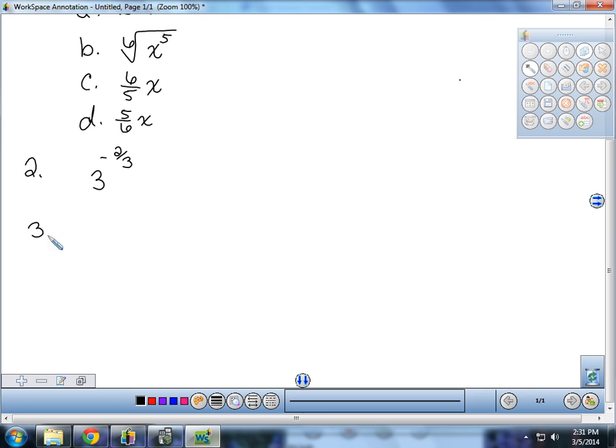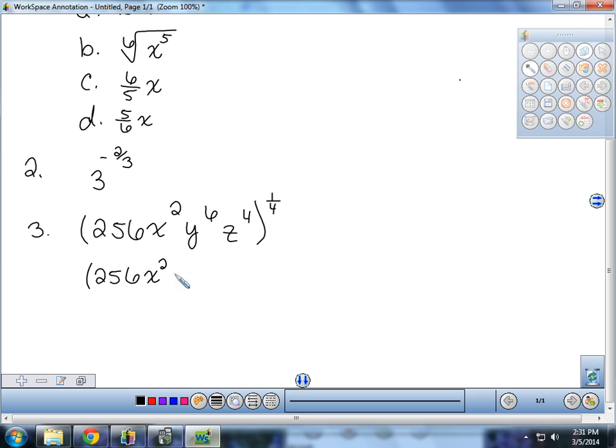All right, number 3. Number 3 is a little bit different because it has more than one variable. So we're originally starting off with 256x squared, y to the 6th, z to the 4th, raised to the 1/4. Now remember, a variable is a variable. They're not telling us what x is or what y is or what z is. They just want to know which one matches. So every time you have any type of variable, you're going to plug an x in for it. So instead of this being x, y, z, it's just going to be x to the 2nd, x to the 6th, x to the 4th, raised to the 1/4.